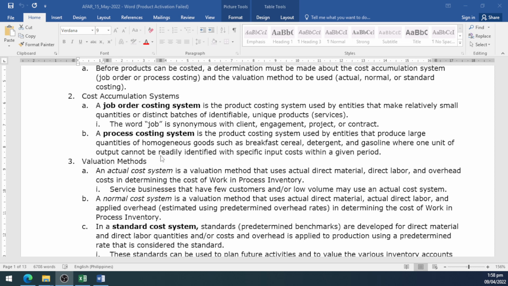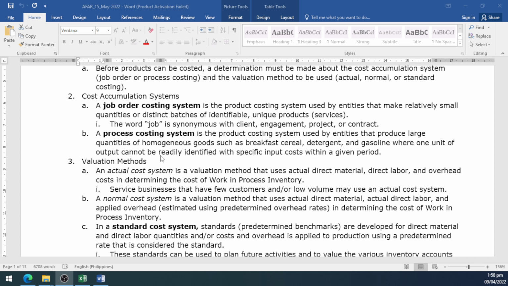Like in the case of manufacturing ng soft drinks, hindi mo naman kailangang i-measure yung cost or i-accumulate yung cost kada botelya ng soft drinks. Total manufacturing cost divided by kung ilan ang na-produce, kasi pare-pareho naman ang laman nun.